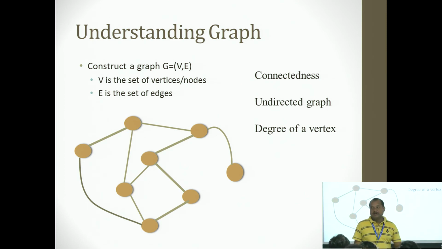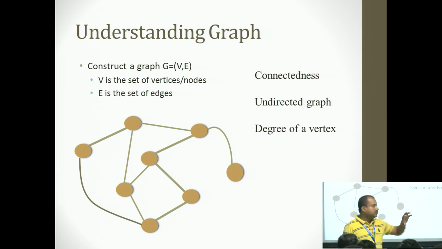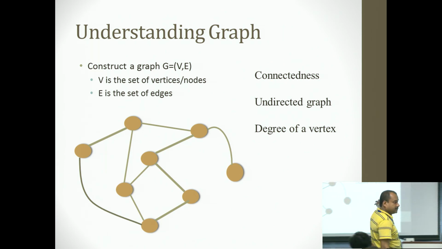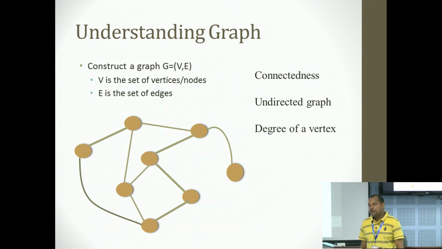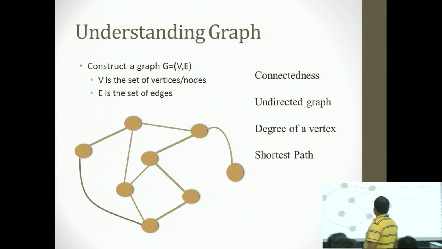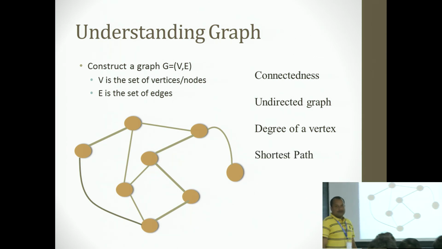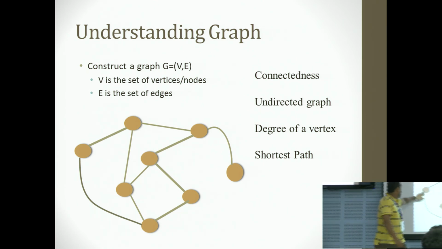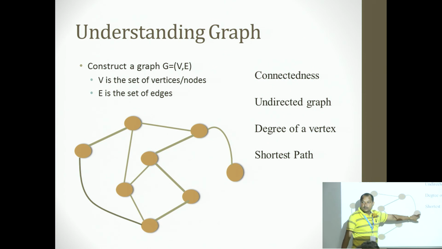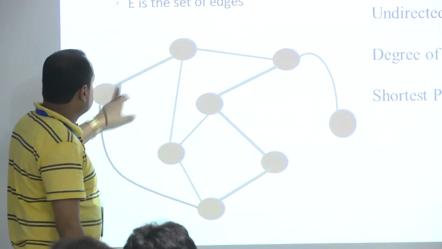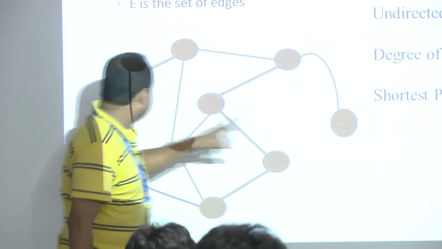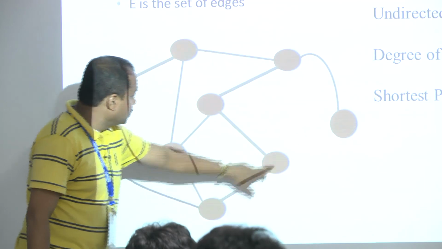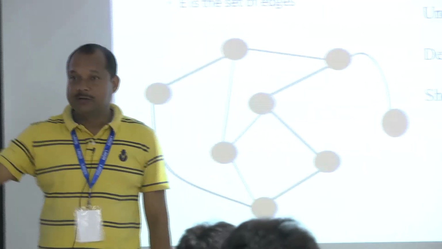Next is the degree of a vertex. So, the vertex is all those circles. The number of edges connected with that vertex is called the degree of the vertex. Okay. You can count that and you can have that one. Another point is the shortest path. So, from here to here, what is the shortest path? I can reach 1, 2, 3, I can reach 1, 2, 3, 4, 5, I can reach 1, 2, 3, 4, 5, 6, all those possibilities. What is the shortest path?